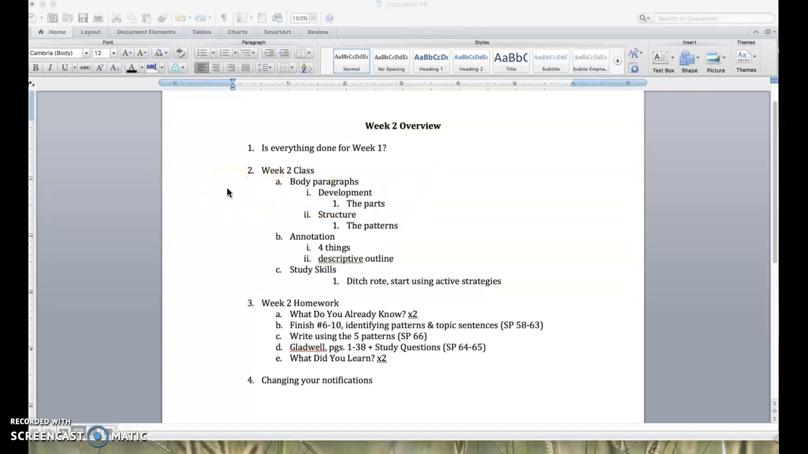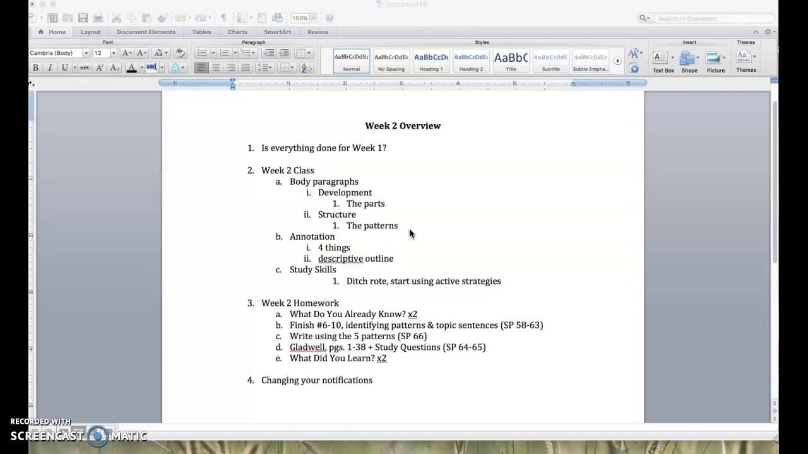Quick review of week two, what we did in class. We discussed body paragraphs. We talked about the things that need to go in a body paragraph. That's the development part. Do you remember the parts of a body paragraph? I'm not going to tell them to you here. And then we also talked about the structure of a body paragraph, which has to do with the way in which you put those pieces together. So where do you put the topic sentence? And we discussed 5 patterns. Do you remember the 5 patterns? Those are things that we talked about in class this week.